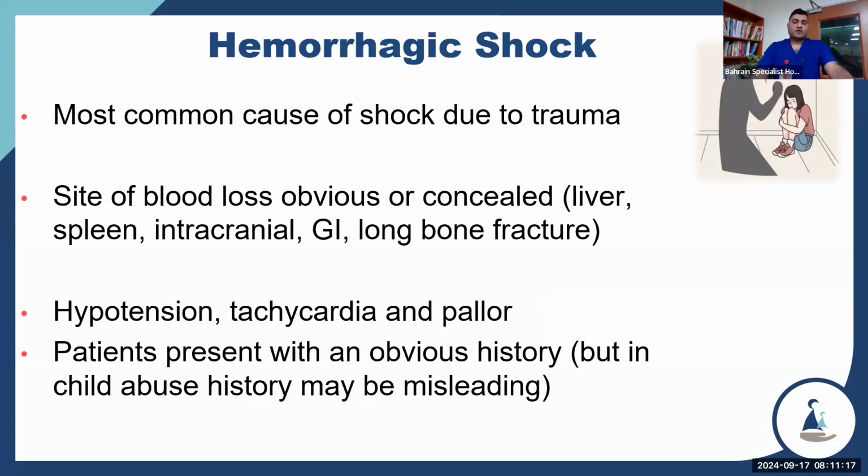The most common cause of shock due to trauma is hemorrhagic shock. The site of blood loss may be obvious or concealed, as in liver injury, spleen, intracranial, GI, or long bone fracture. Hypotension, tachycardia, and pallor will be there. Patients present with an obvious history, but in child abuse, the history may be misleading.